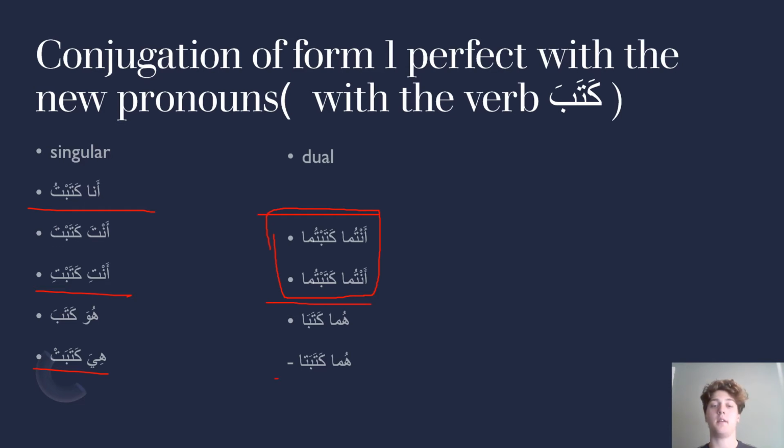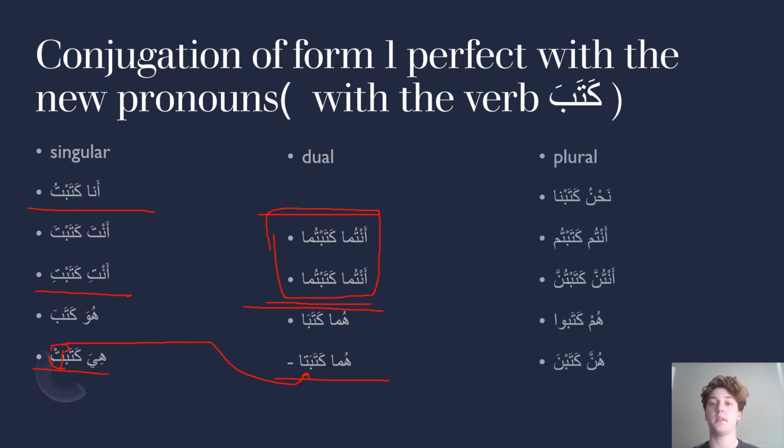And in the third person they are also the same. So huma, oh sorry, they're not the same. You retain this t. I got it confused because in the imperfect they will be, but in the second person. But this t is retained. If you remind yourself that katabat is the third person singular, you retain this t in the dual, so you get katabata. So huma kataba and huma katabata, even though they have the same pronoun.